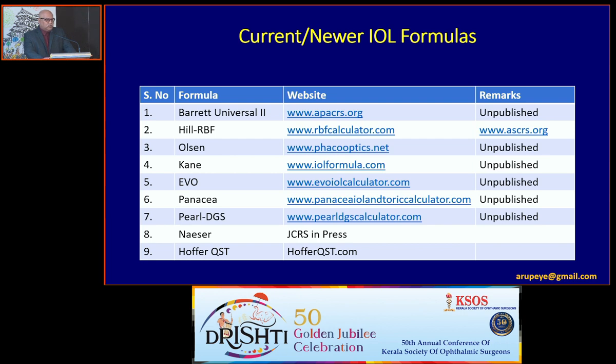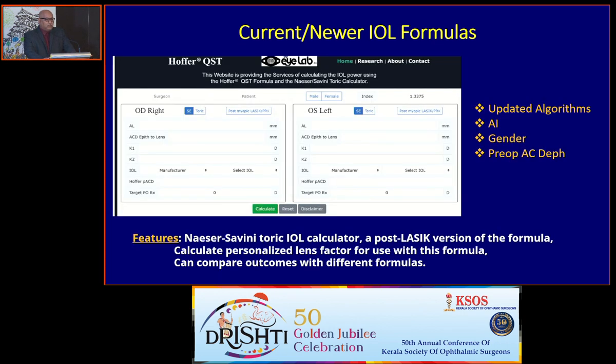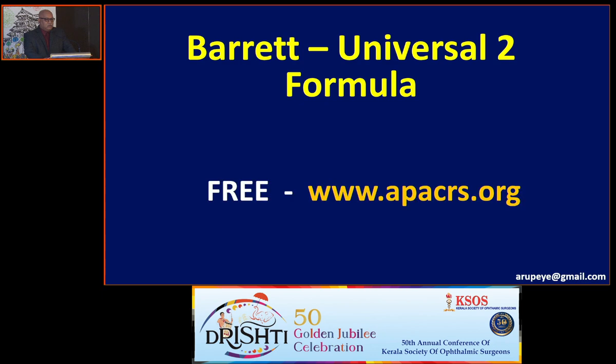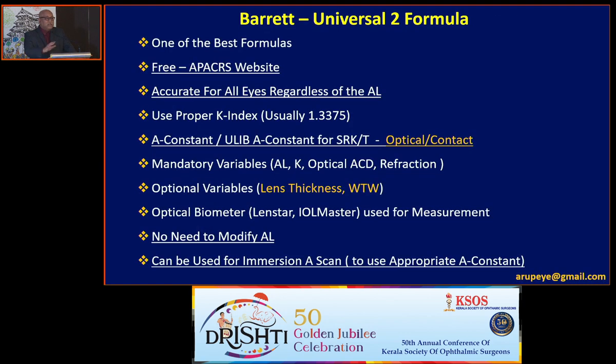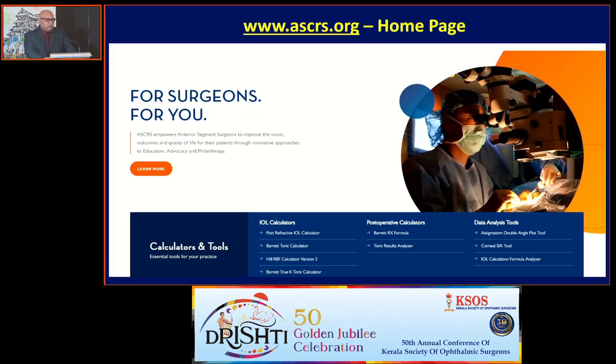There are a lot of new formulas available. Many of these formulas do extremely well. My go-to formula is actually the Barrett Universal 2 formula. The Barrett suite actually takes care of all your IOL requirements. So I would recommend that you start using this suite. It can even be used if you have done contact biometry, that is ultrasonic biometry.